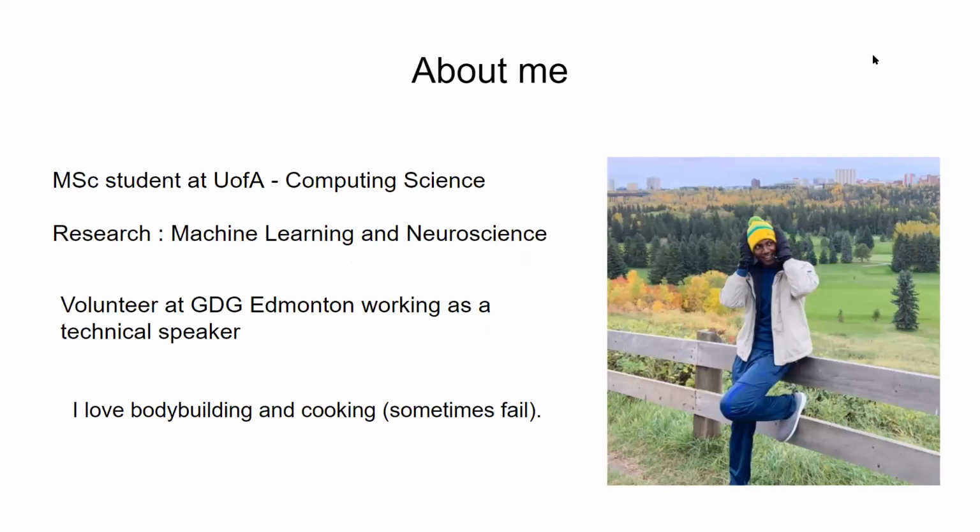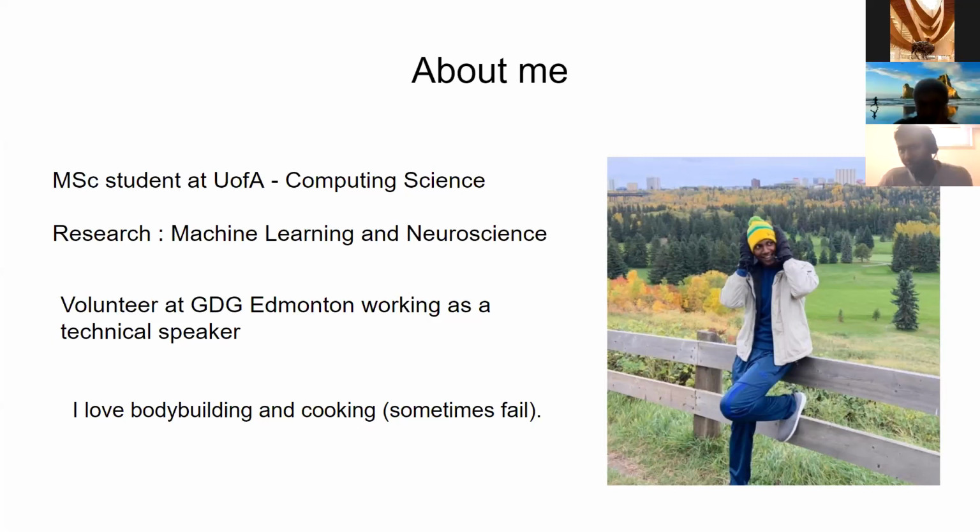So yes, my name is Rohan, and a bit about myself. Just a second. Okay. So I'm a master's student at the University of Alberta, here in Edmonton, and I study computing science. I'm in my second year, and my research primarily focuses on machine learning and neuroscience, and the intersection between the two. I try to implement machine learning models and understand how the human brain processes language. I primarily work on brain imaging data, for example, EEG, MEG, fMRI, and all that stuff. I am a volunteer at GTG Edmonton, where I work as a technical speaker and one of the organizers. When I'm not studying or doing research, you'll usually find me in the gym. I love bodybuilding, and I try to find a lot of recipes on the internet and cook them, but it doesn't always turn out great. So yeah, that's a bit about me.